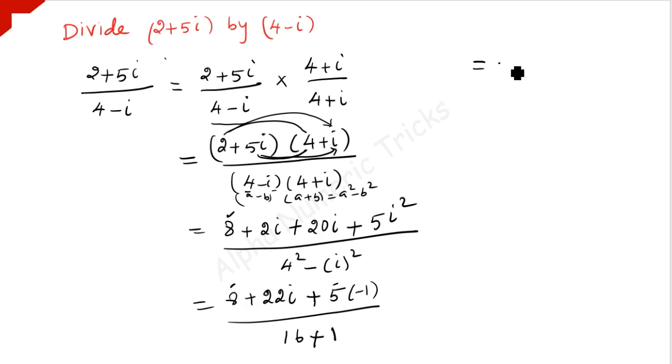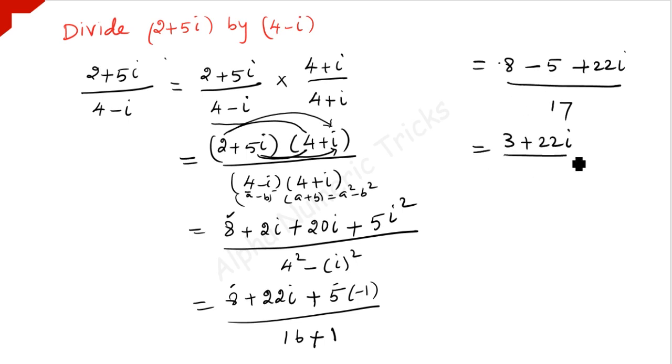Which is equal to here 8 and minus 5, this is, isn't it? So 8 minus 5 plus 22i divided by 16 plus 1 is 17. 8 minus 5 is 3 plus 22i divided by 17. This is the value, or you can write this to be 3 by 17 plus 22i by 17. We have to take real parts and imaginary parts separately. This is the answer. Thank you.